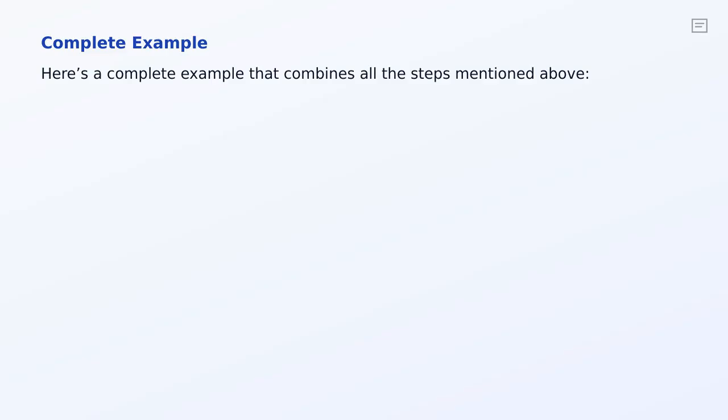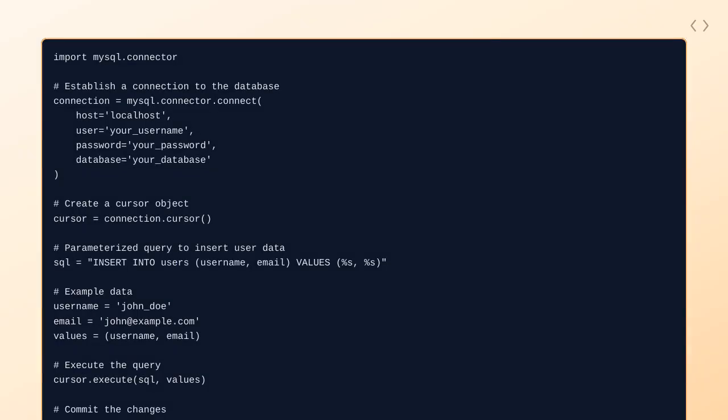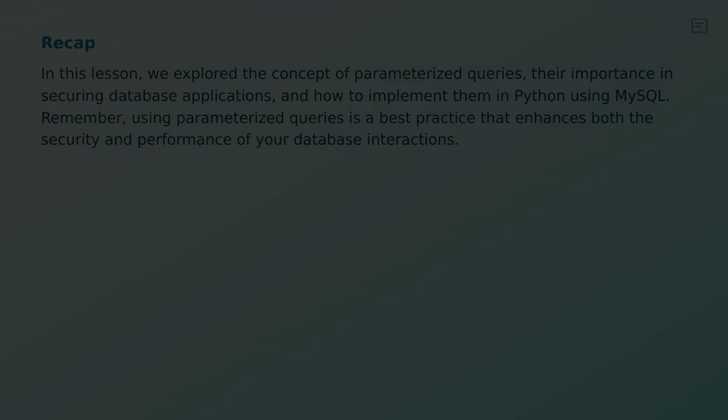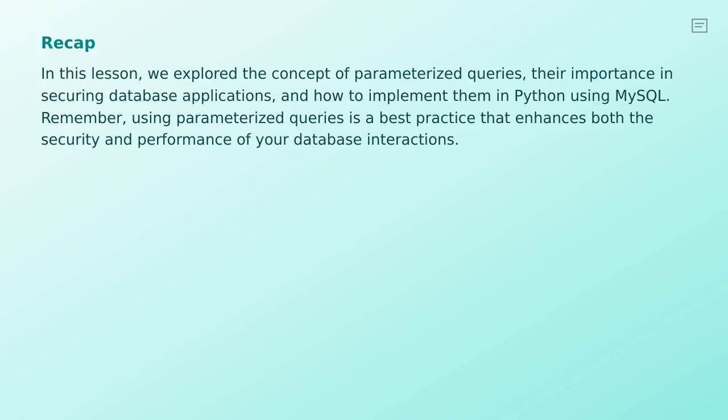Now we're on the complete example. Here's a complete example that combines all the steps mentioned above. I'll let you read the examples on screen rather than reading every line aloud. In this example, we safely insert a new user into the users table using a parameterized query, effectively mitigating the risk of SQL injection.